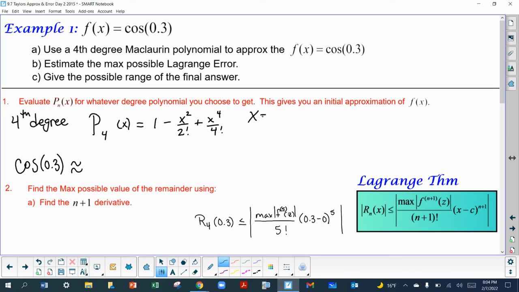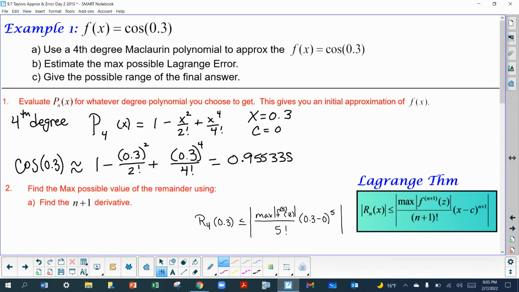Now, I want to evaluate this when x is 0.3, and I know that my centering point is 0 because I did a Maclaurin. So I'm going to pop in 1 minus 0.3 squared divided by 2 factorial, or just 2, plus 0.3 to the fourth degree over 4 factorial, and come up with that value. And that you would just put in your calculator. 0.955338 is what my calculator said. And this is our P sub 4 of 0.3, our Taylor approximation for that cosine.